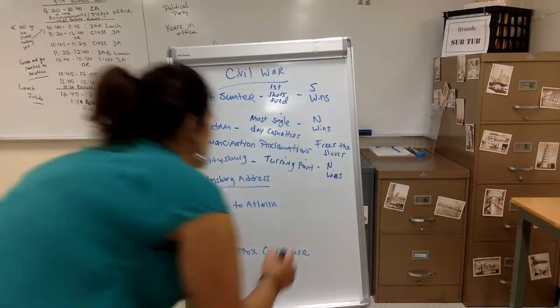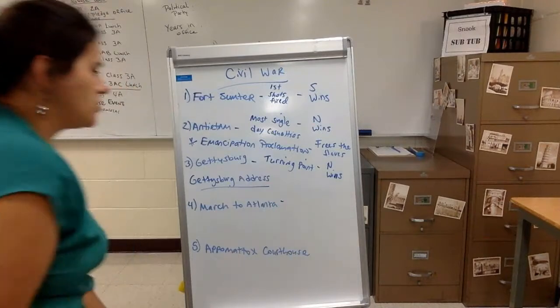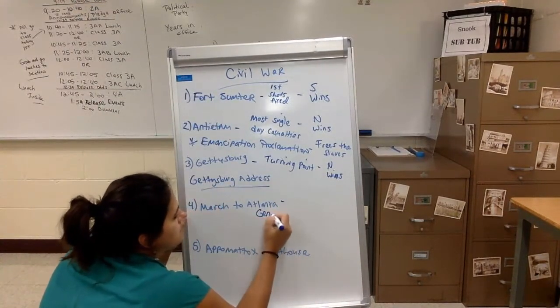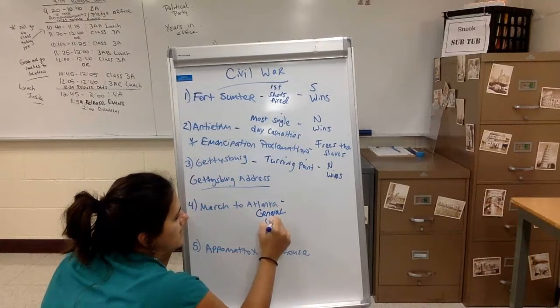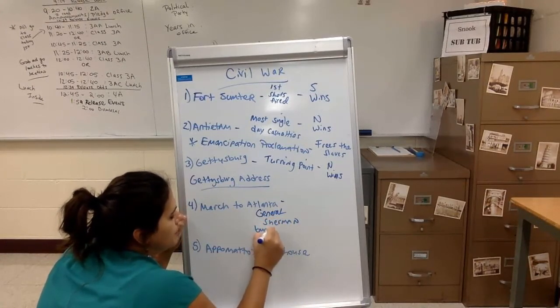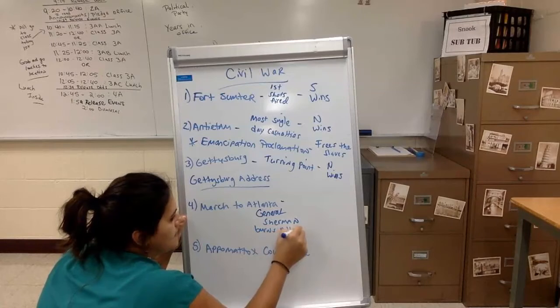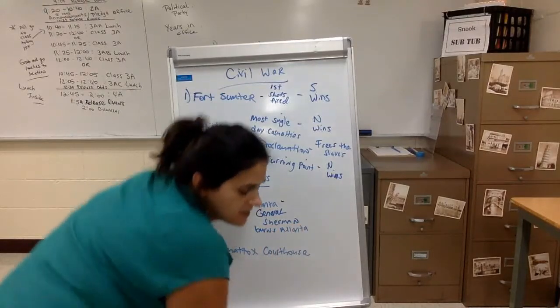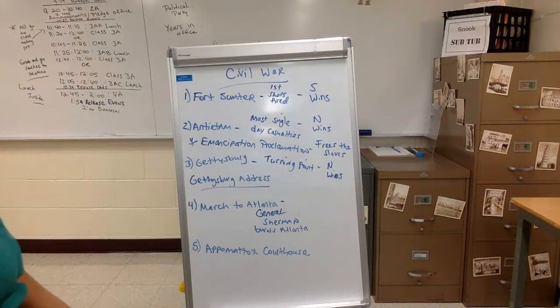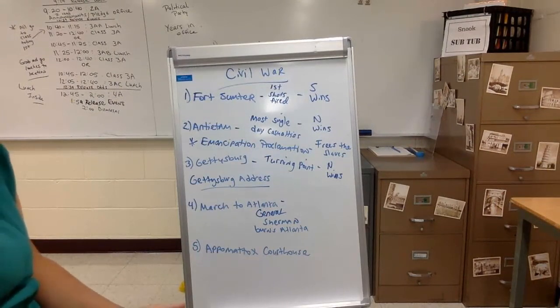Now, almost done. Next battle is the March to Atlanta. What happens in the March to Atlanta is that General Sherman, S-H-E-R-M-A-N, General Sherman burns the city of Atlanta. The reason he burned the city of Atlanta was because it was one of the manufacturing centers. He also wants to make sure that people are not able to escape at all.